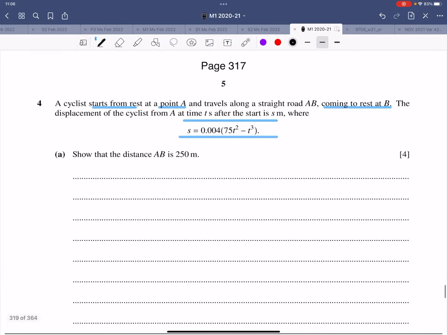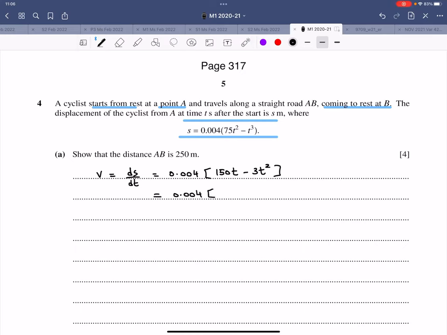So first of all, what we do is that we differentiate. Velocity is ds by dt. That is 0.004 into 2 into 75, 150t minus 3t squared. Let me take something more common, 0.004. And let me take t common, and this is 150 minus 3t. And we would say v is equal to 0, not dv by dt. So v equals 0 because that's instantaneous rest. Therefore, 0.004 disappears. t is equal to 0, or 150 is equal to 3t. Therefore, t comes out to be 50 seconds. That's the first thing.